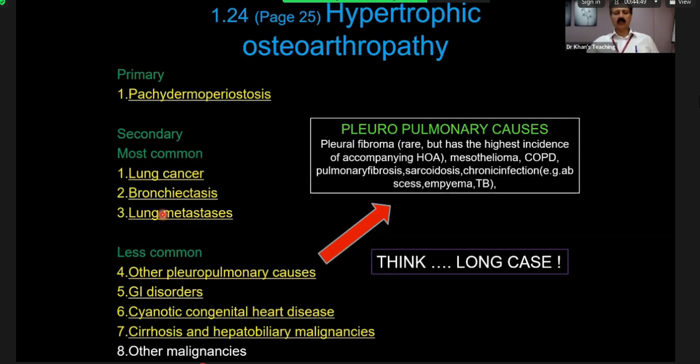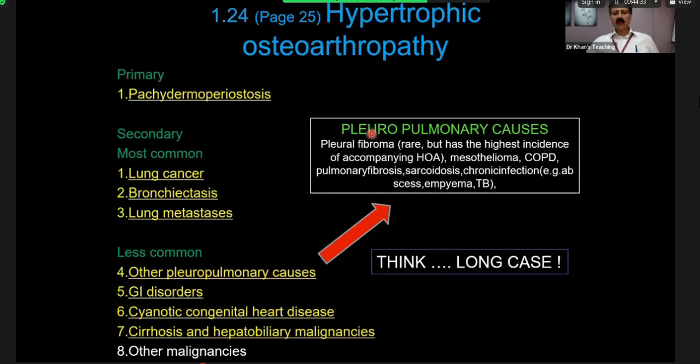And the top thing is to investigate, do a CT chest, abdomen, and pelvis. That's the answer. I will do a CT chest, abdomen, and pelvis. Now, if you see the less common causes, among the less common causes, you have got so many.